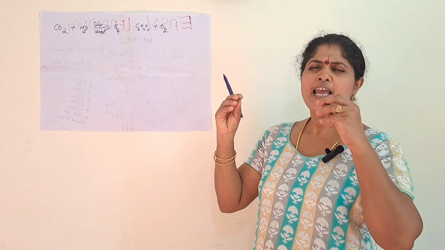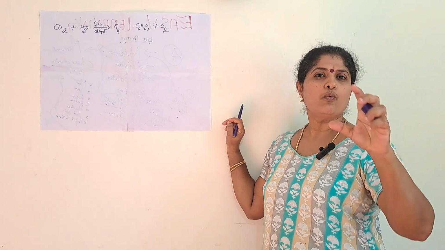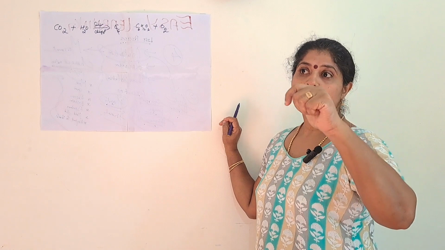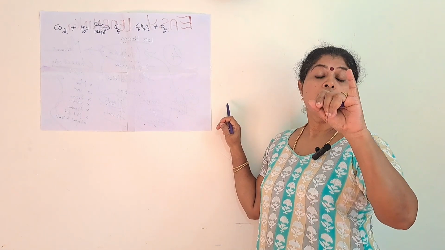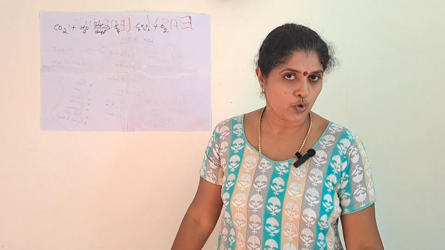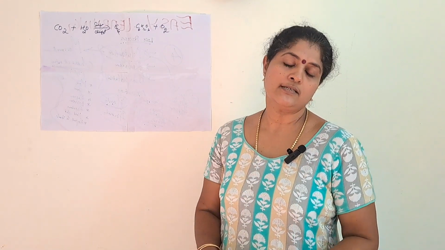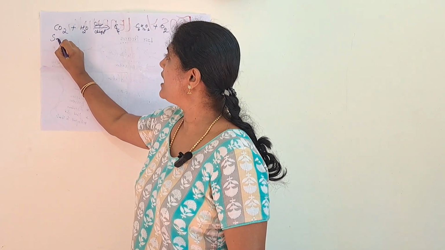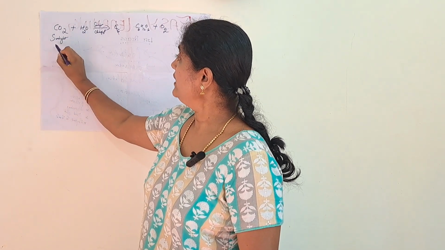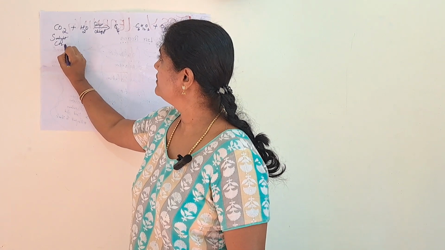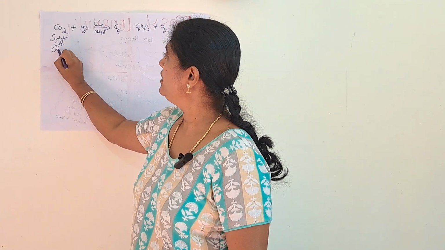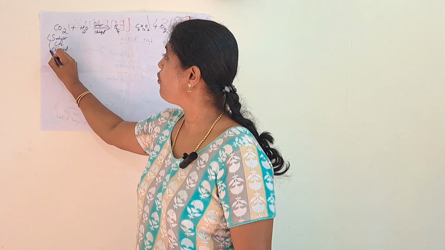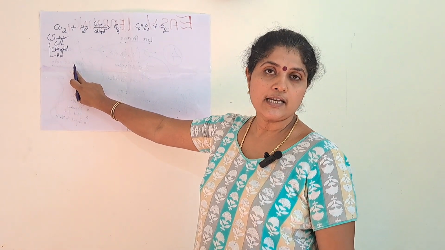Now, in short, I will tell some of the points you have to remember regarding this area, that is, nutrition in plants. The first one is regarding the conditions necessary for photosynthesis. What are the main conditions? The first is sunlight, then carbon dioxide, then chlorophyll and water. So these are the 4 main conditions necessary for photosynthesis.